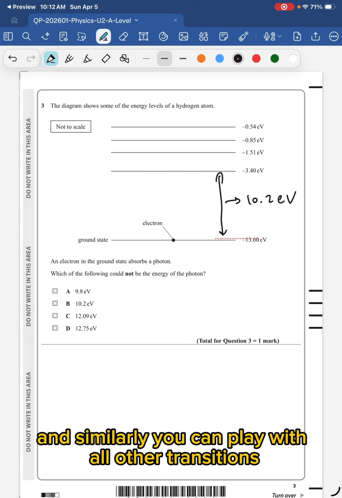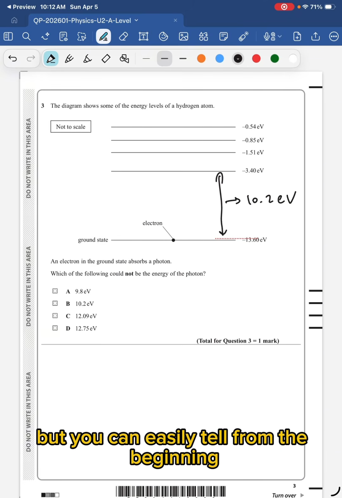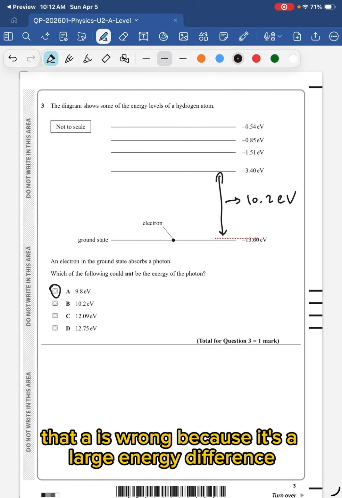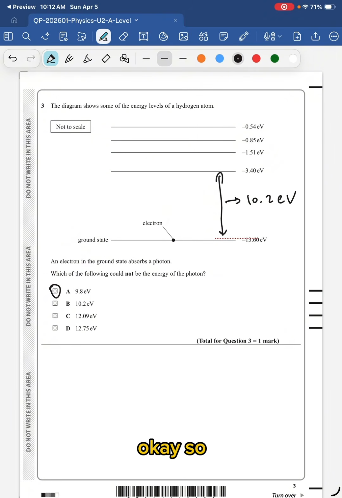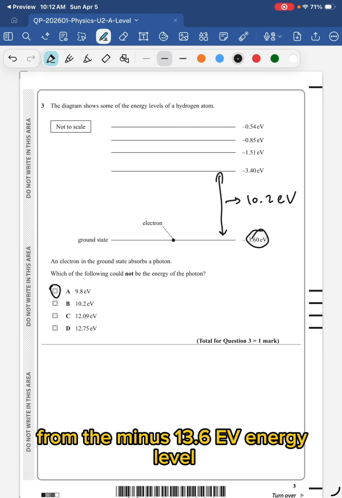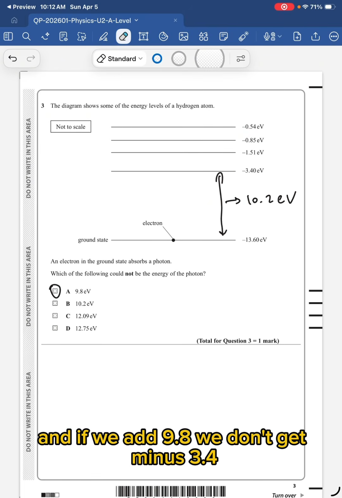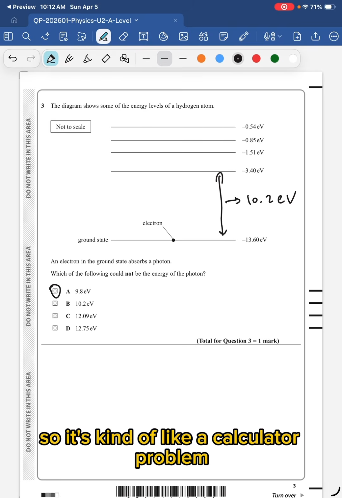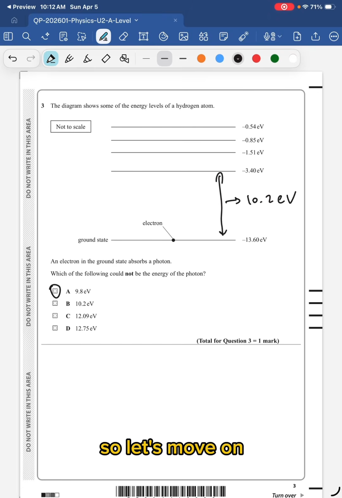Similarly, you can play with all other transitions, but you can easily tell from the beginning that A is wrong because it's a large energy difference. The only possible transition will be from the minus 13.6 eV energy level, and if we add 9.8, we don't get minus 3.4. So that's wrong. It's kind of like a calculator problem. Okay, let's move on.